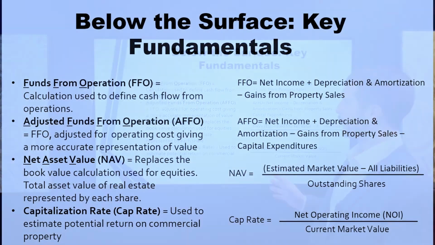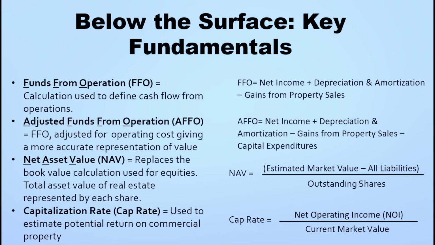So funds from operation, FFO, is similar to a PE ratio on a stock. It's a valuation metric. You want to look at what multiple to FFO the company is trading at. And I want to take that a step further and point out that you should use AFFO, which is adjusting for certain operating costs that it's reasonable to anticipate will continue to be there. So AFFO is a more accurate representation of ongoing value.